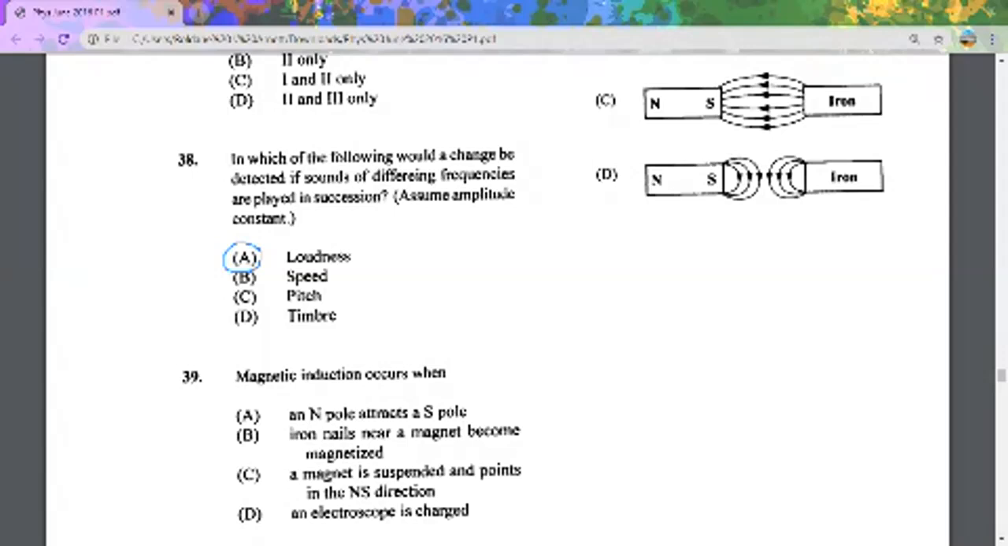39. The magnetic induction occurs when D, an electroscope, is charged. And I really advise you to go and look at the topic induction. This is where you can actually place a charged particle or charged material next to another one and actually induce a charge on that material.